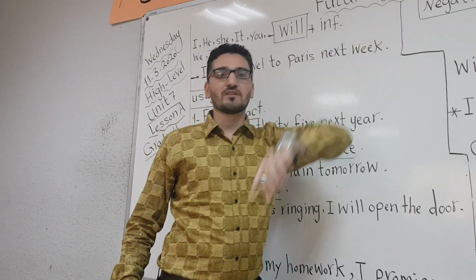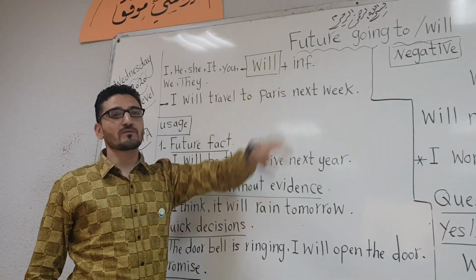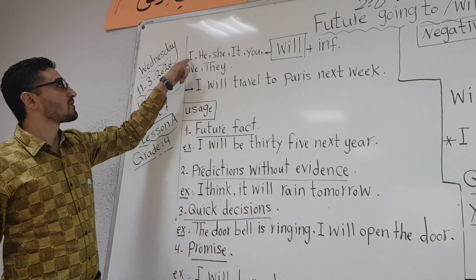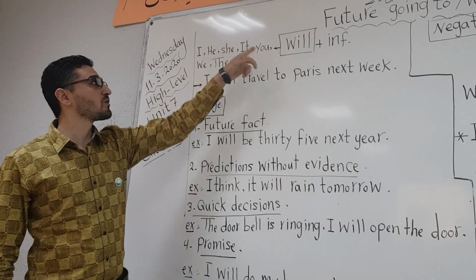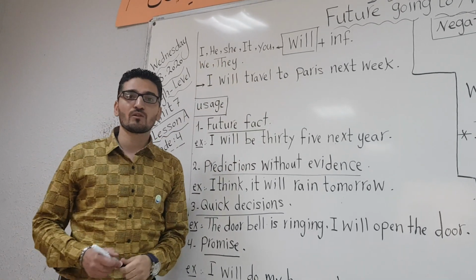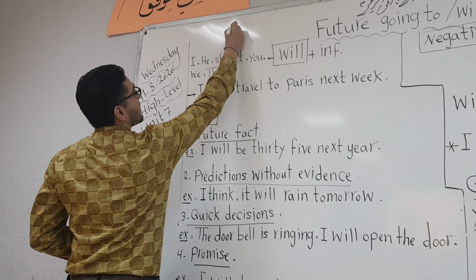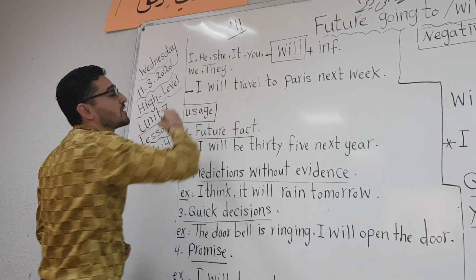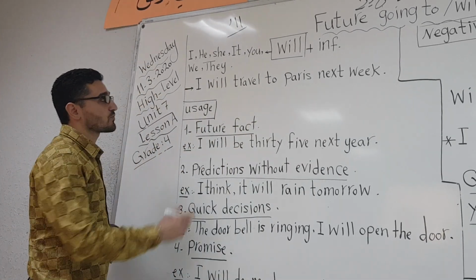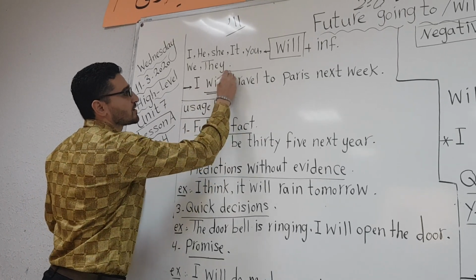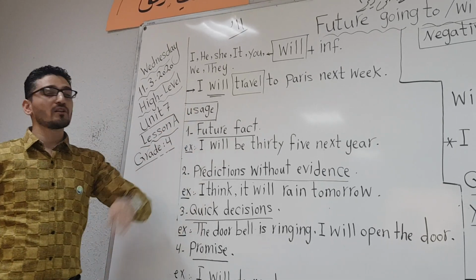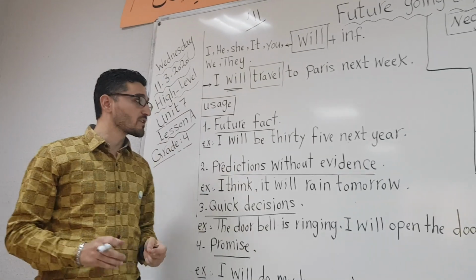Now move to will. Also, we can use will to express the future. We use will followed by the verb in infinitive with all the pronouns: I will, he will, she will, it will, you will, we will, and they will. And don't forget that we have a short form for will, that is apostrophe LL. For example, when I say I will travel to Paris next week, here we have will followed by the verb in infinitive.